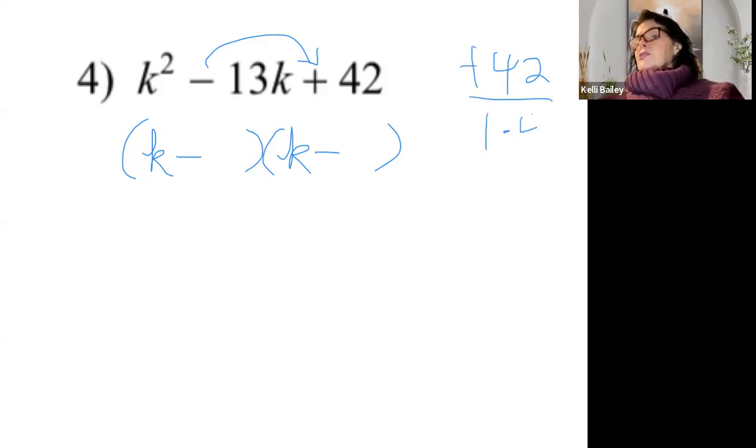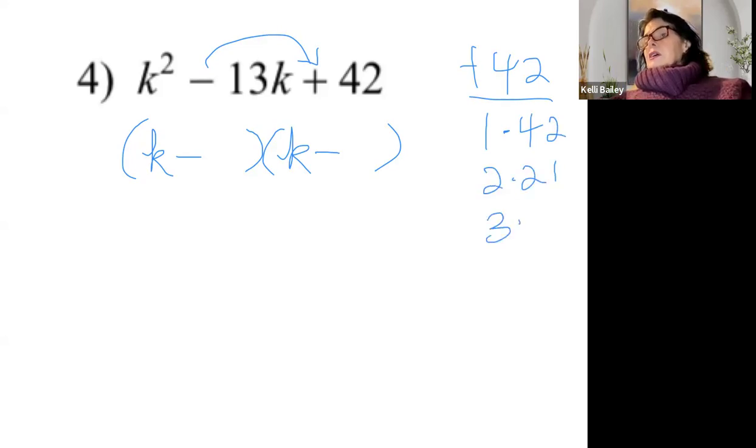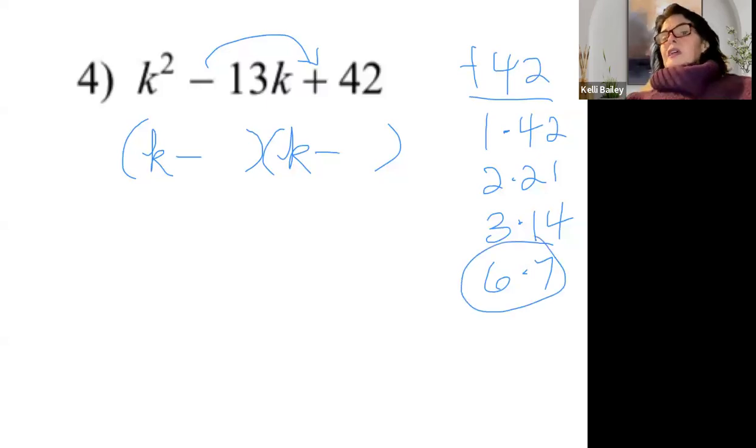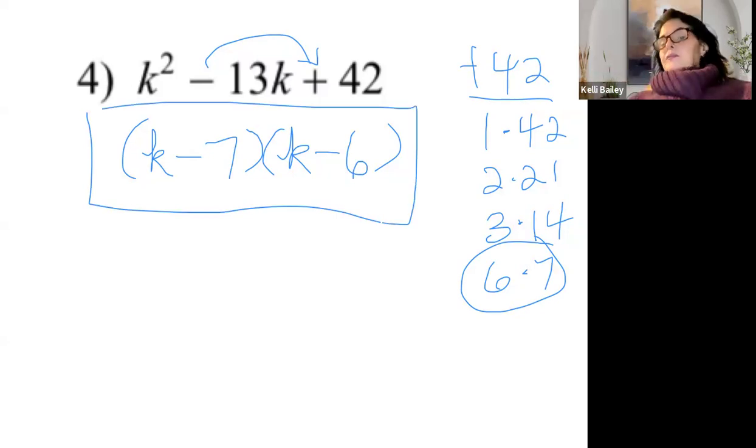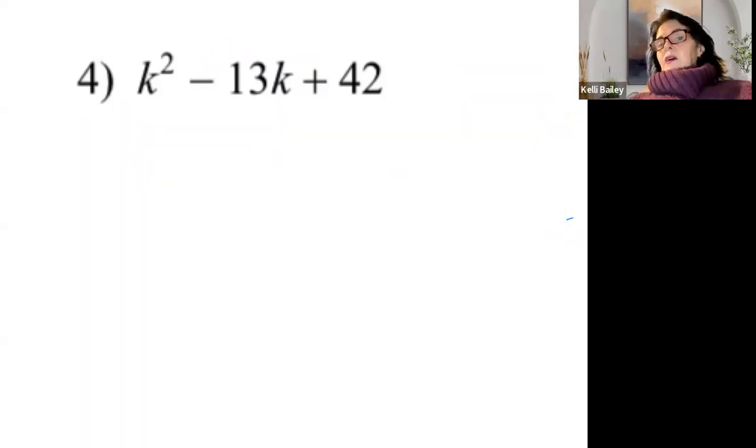1 times 42. 2 times 21. 3 times 14. 4, nope. 5, nope. 6 times 7. There's your winner. 7, 6. All done. Moving along. Okay.